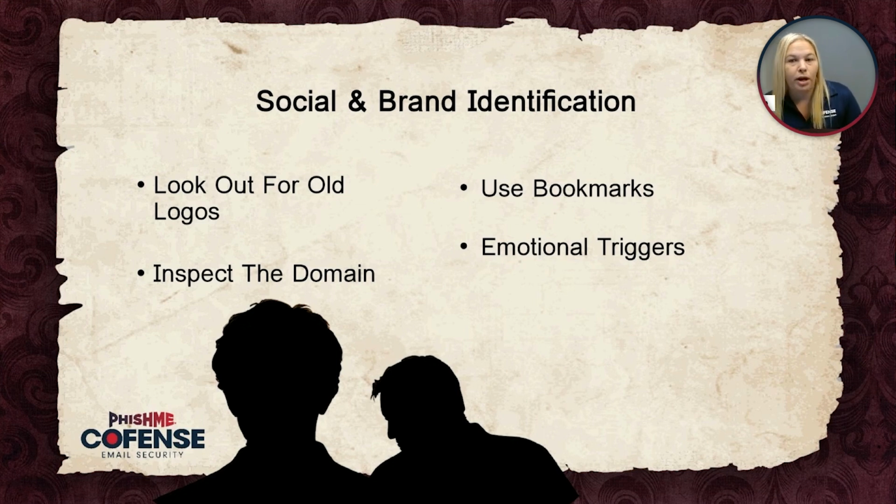So when it comes to social and brand identification, we all see and interact with various brands and social media platforms every single day. A couple things: one, look out for old logos and slight variations. This could be an image that is stretched, or the colors are different, or even missing images. That's a pretty good indication. Use bookmarks and or direct links. A site you've already been to that has been verified and you trust, go ahead and bookmark it. Always inspect the domain. The slightest difference, as we mentioned, a 0 in replacement of an O, can go completely unnoticed by a quick glance. So go ahead and take a look at that domain.